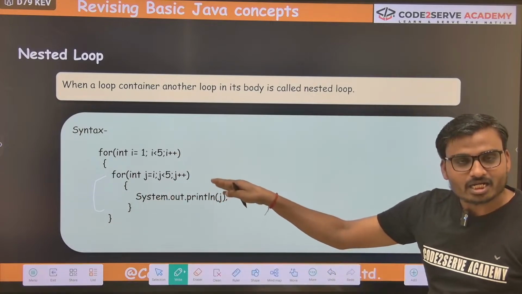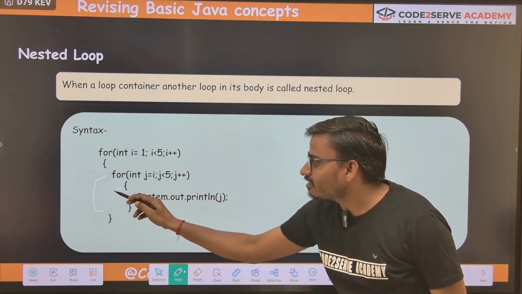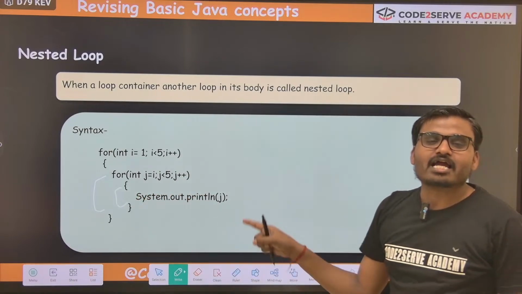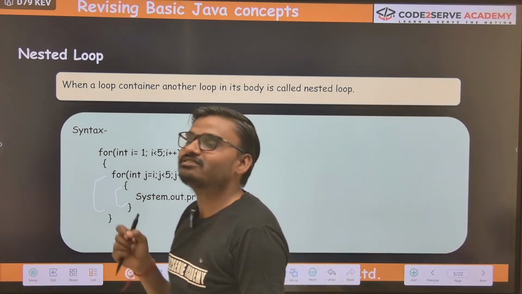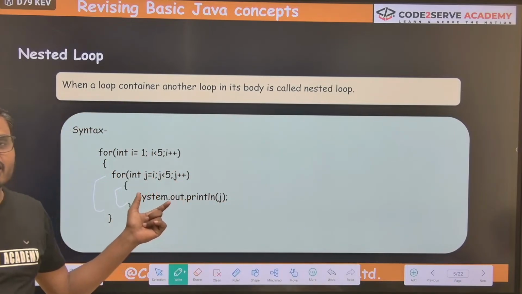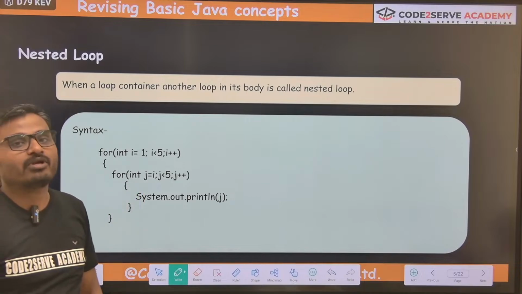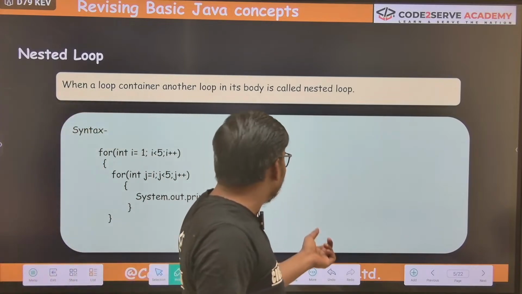So inside that body, there is another loop present, and inside that there is another body. This type of loop we call a nested loop. This is very helpful when a question is asked regarding pattern printing. So let us first quickly dry run it.